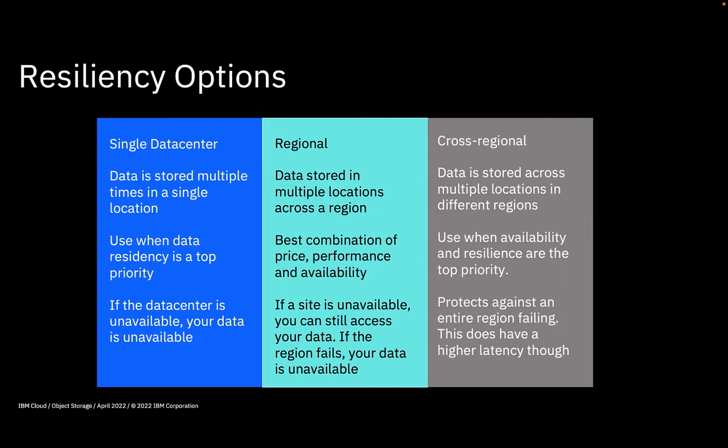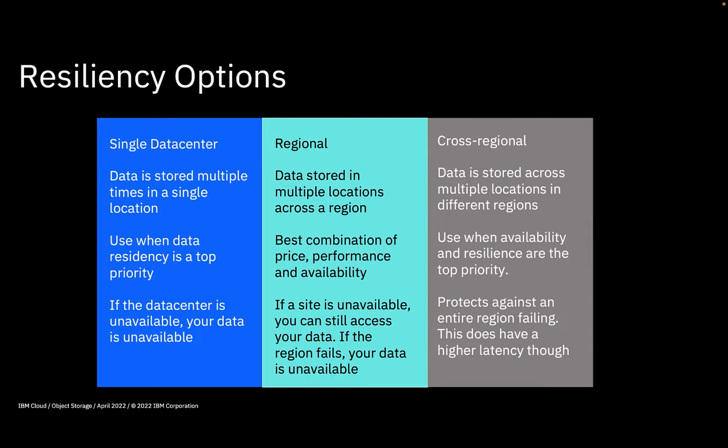A lot of customers choose regional buckets, and what that means is that objects are stored in at least 3 locations across a region. So if your data residency is good for a region, such as London, Frankfurt, or US South perhaps, this is a much better option than a single data center, because the resiliency is also better too. So more than one location would need to fail for you to actually lose your data. Since you're also accessing the data from different sites, this gives the best performance as well. So all round, this is the best combination for price and performance.